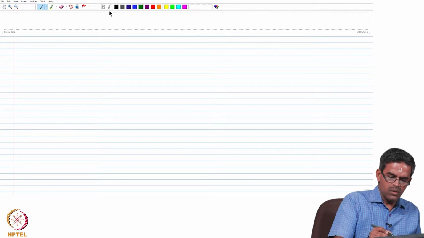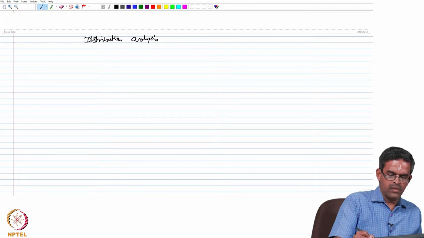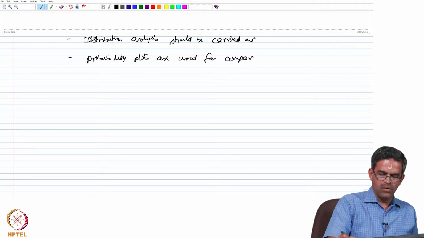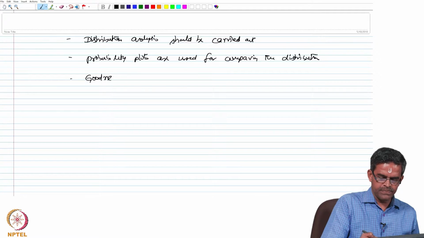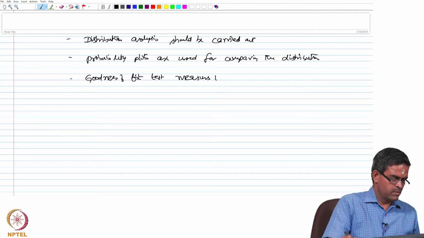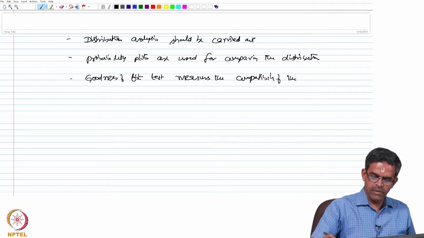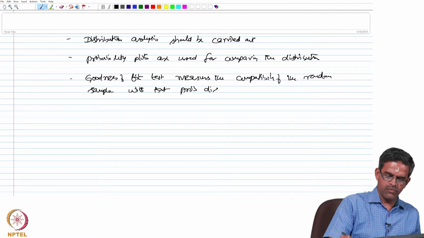Therefore, one needs to do distribution analysis, and then probability plots for comparing the distribution. The goodness of fit tests measure the compatibility of the random sample with that of the probability distribution function.